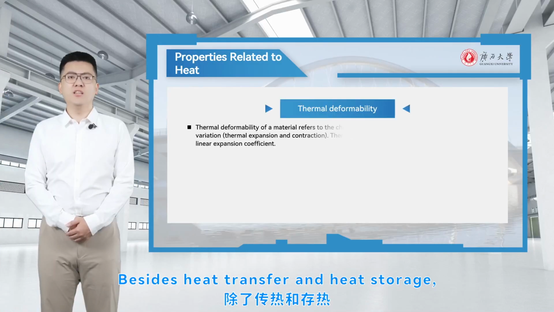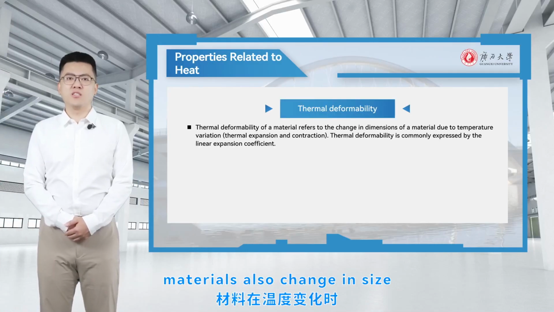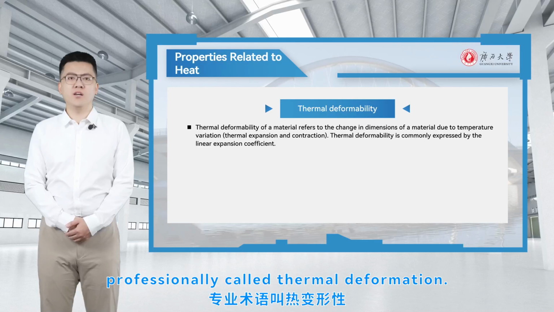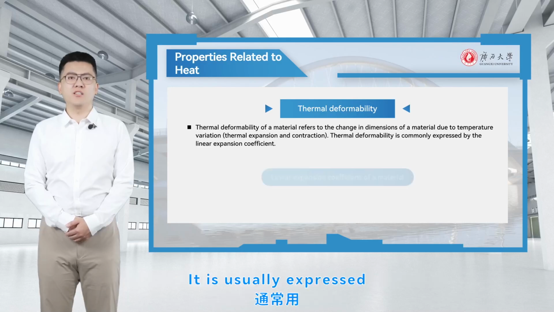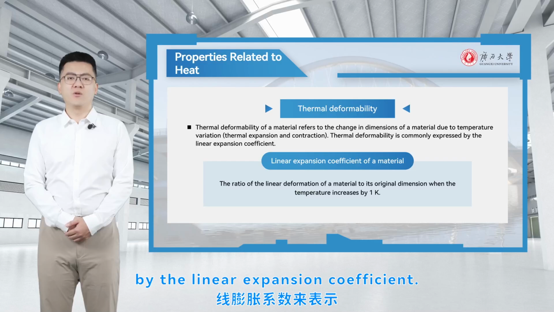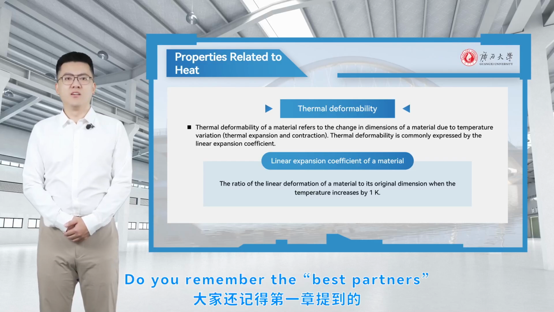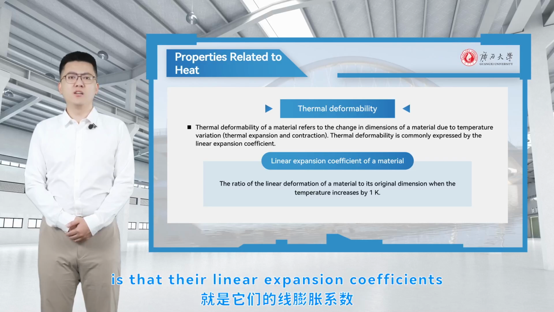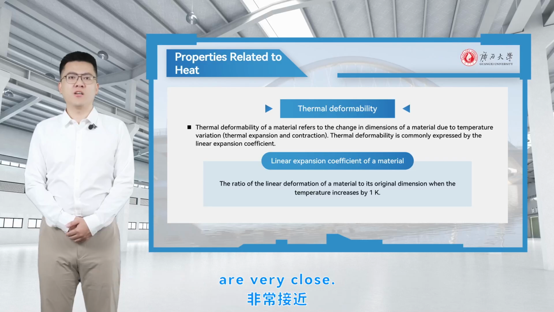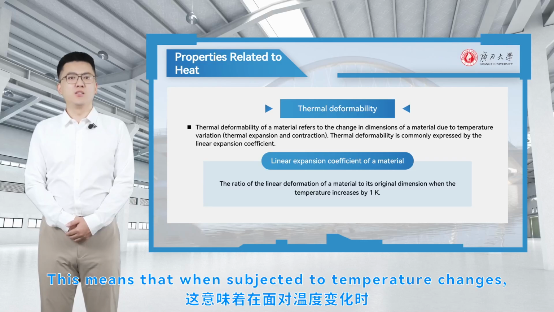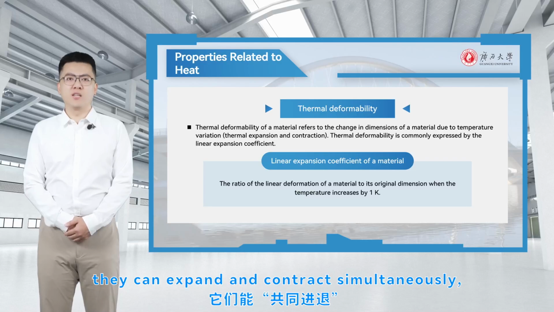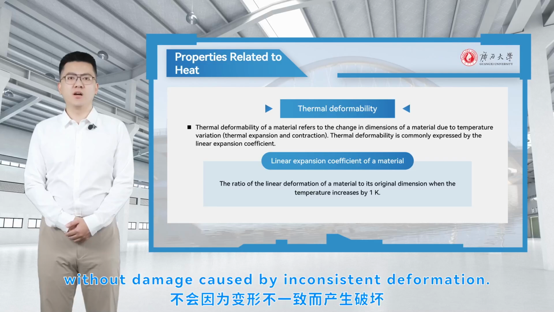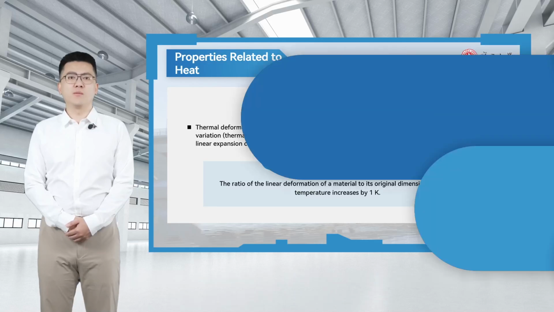Besides heat transfer and heat storage, materials also change in size when temperature changes. The common thermal expansion and contraction, professionally called thermal deformation. It is usually expressed by the linear expansion coefficient. Do you remember the best partners we mentioned in Chapter 1? One key reason why steel and concrete can work together is that their linear expansion coefficients are very close. This means that when subjected to temperature changes, they can expand and contract simultaneously, moving forward and backward as one, without damage caused by inconsistent deformation.